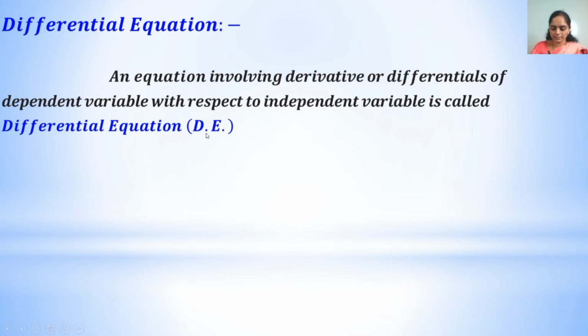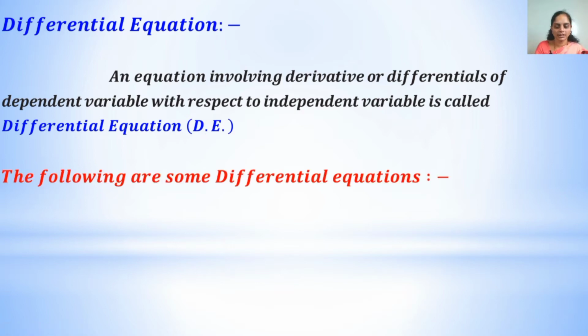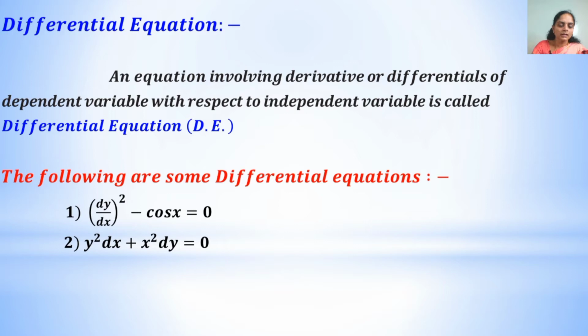Let us see some examples on differential equation. Our first example is (dy by dx) whole square minus cos x is equal to 0. In this equation, there is the term dy by dx. So, this equation becomes a differential equation. Now, see our second example. Second example is y square dx plus x square dy is equal to 0. In this equation, dx and dy both are differential coefficients. So, this equation also becomes a differential equation.